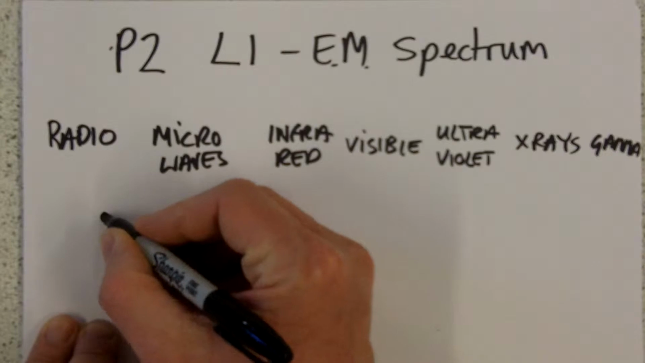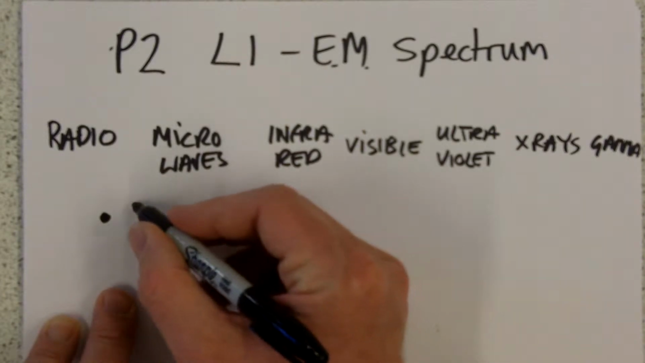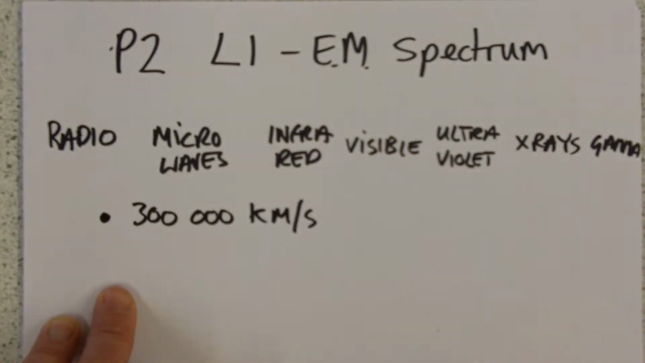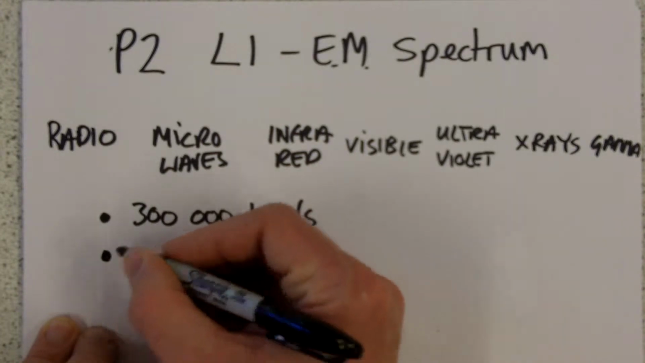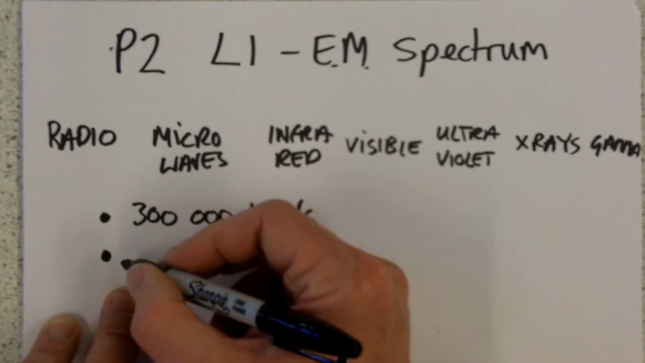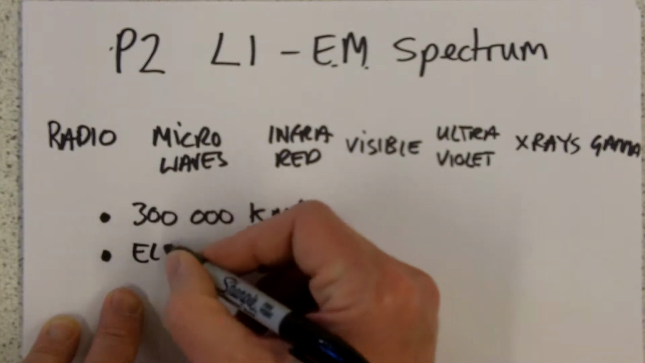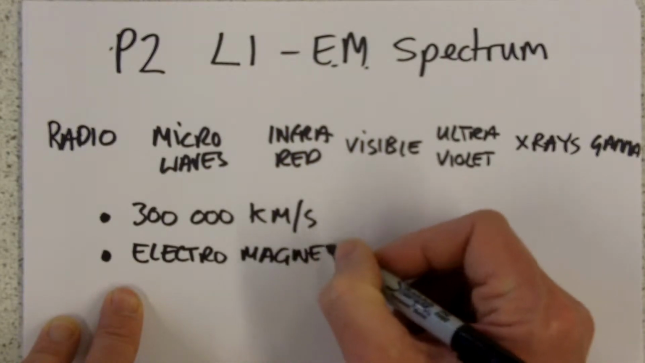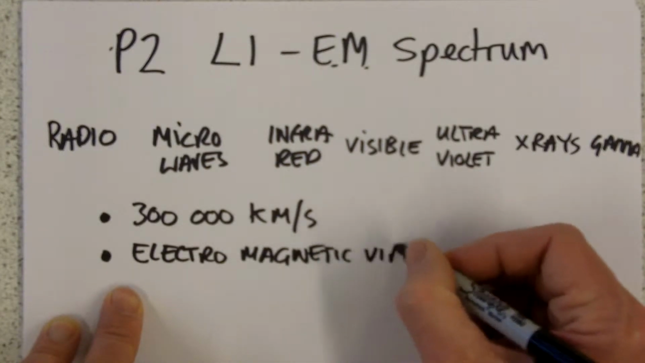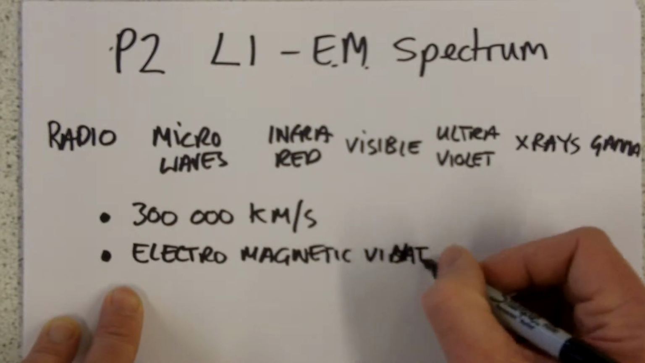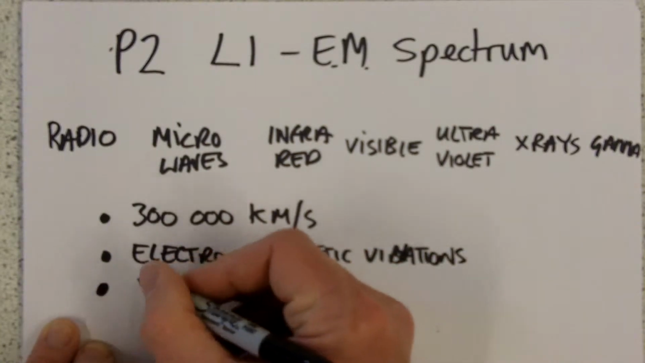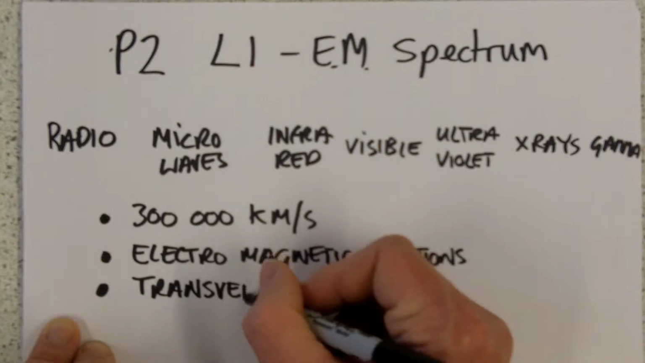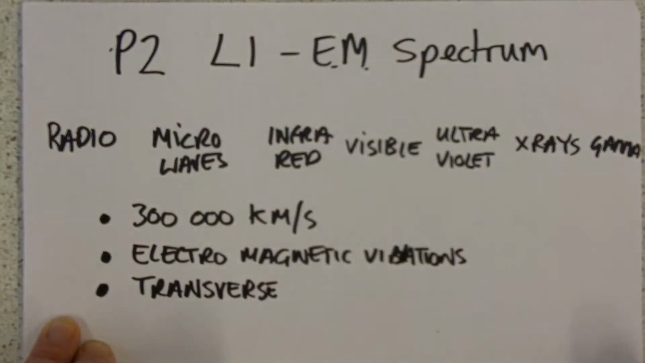So this family of radiations, known as the EM spectrum, has a few things in common. First, they all travel at the same speed: 300,000 kilometers per second. Second, they are all vibrations of electrical and magnetic fields, hence their name, electromagnetic vibrations. And they are all transverse waves, which means that the vibration of the electromagnetic fields is at right angles to the direction of travel.